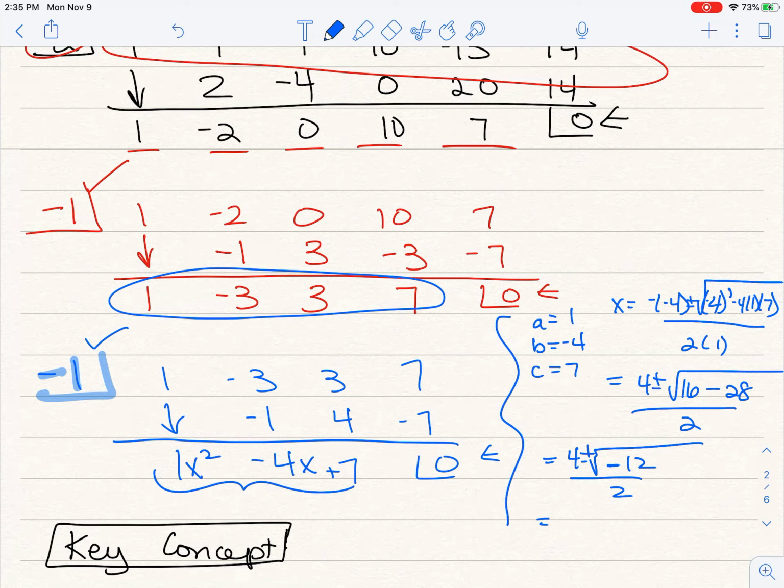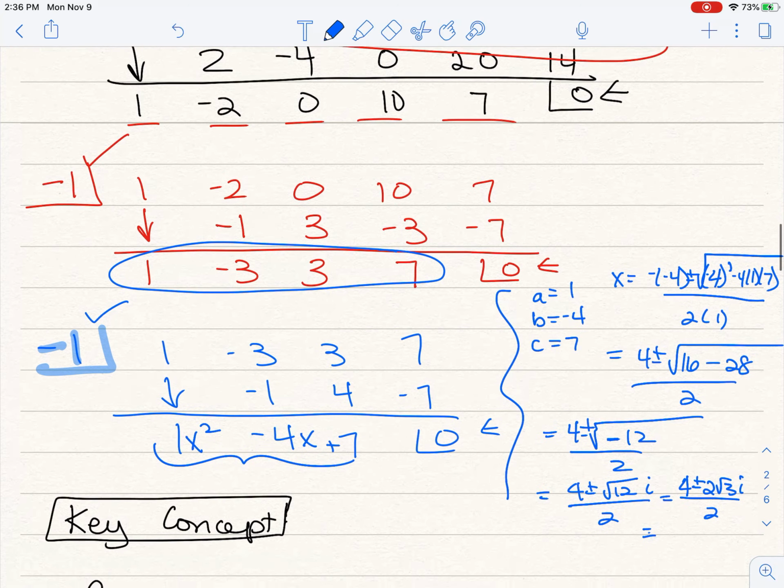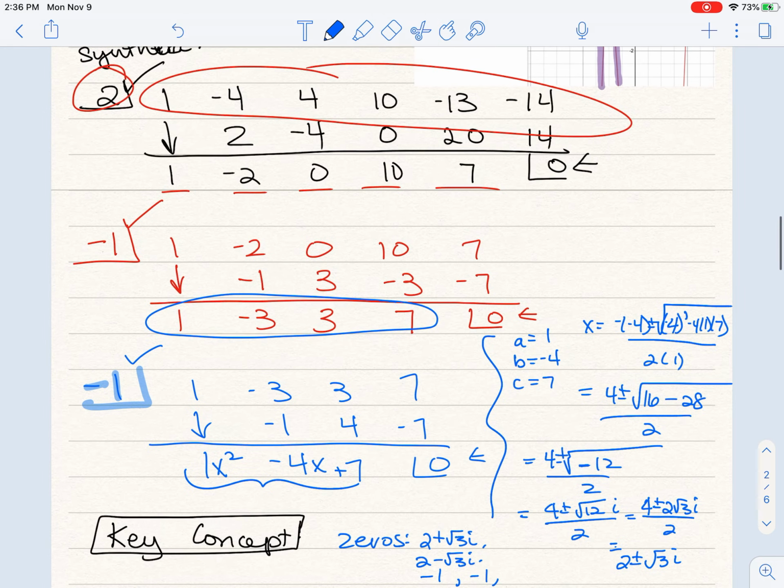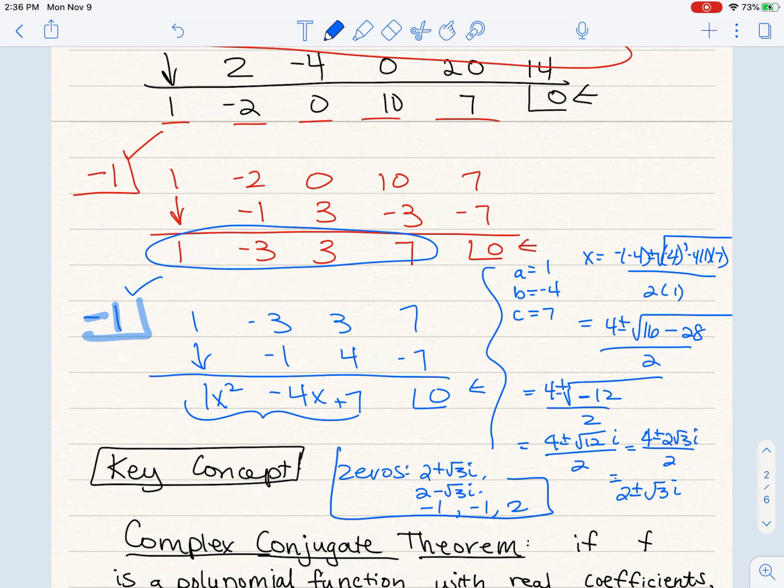Remember that -12, we're going to pull out the negative as an i, because the root of a negative is i. And the root of 12 can be pulled out as root 4 times root 3. So that root 4 is really a 2. And then we're going to simplify this again. And we end up with 4 over 2 is 2, plus or minus 2 over 2 is 1, root 3 i. So our zeros that we found are 2 plus root 3 i, 2 minus root 3 i. We found -1 and -1 twice. And then we found also 2. So these are the zeros for that one.